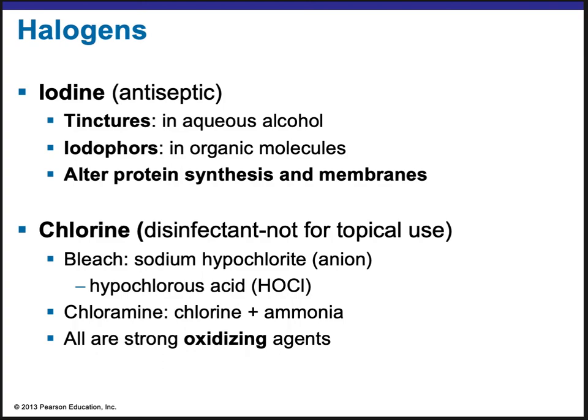Now, bleach can be a couple different formulas, but in the end, it's going to be a strong oxidizing agent. And we already saw that oxidizing agents kill through forming free radicals, right? Being super reactive and damaging molecules like DNA and other macromolecules as well. Okay.